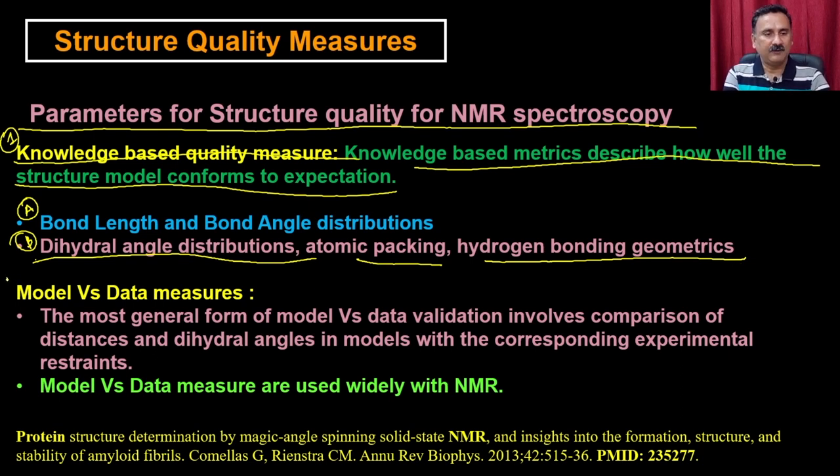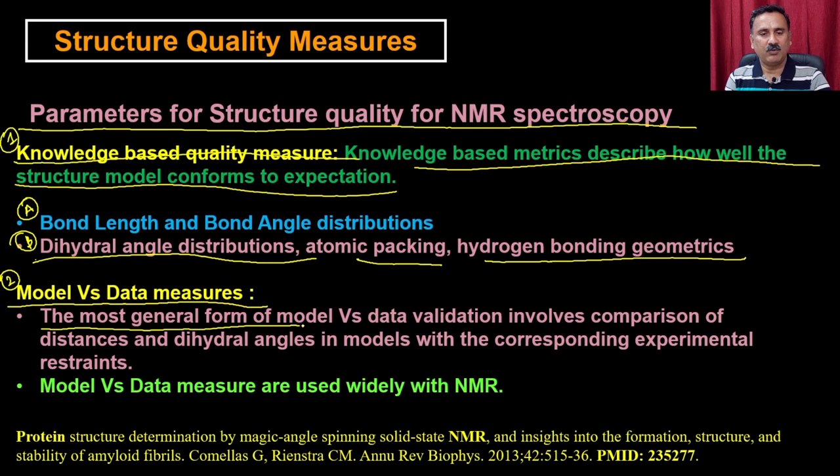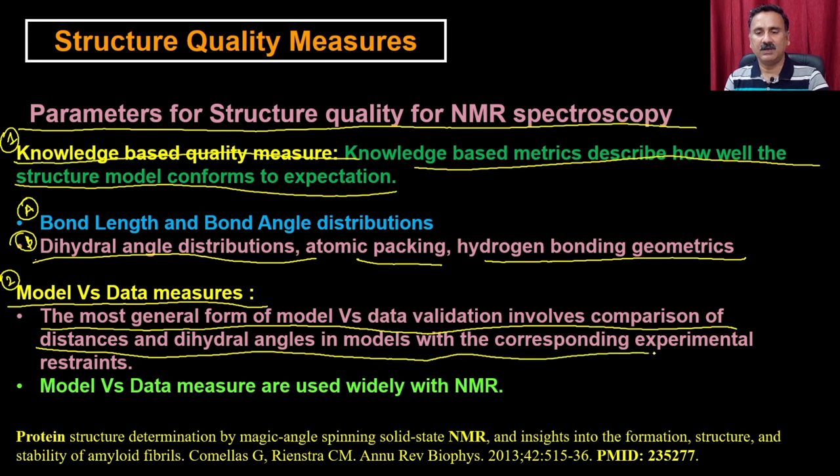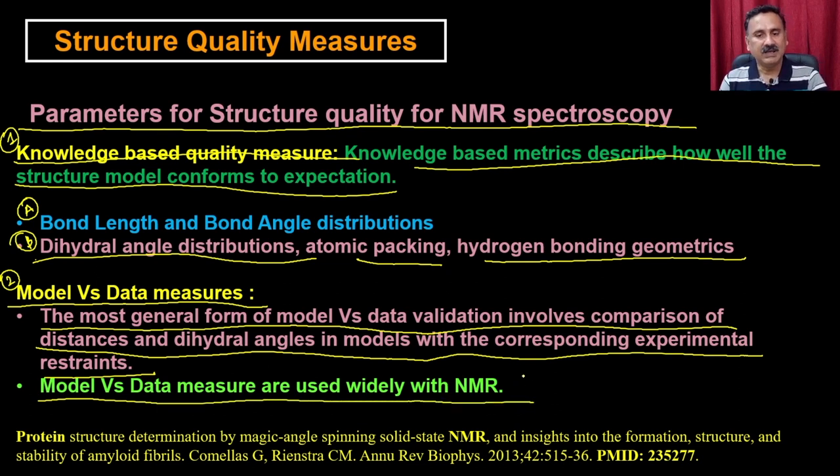Then the second parameter is the model versus data measurements, right? What model you have prepared and what the data is suggesting in terms of the model is also very important. The most general form of model versus data validation involves the comparison of the distances and the dihedral angles in the model with the corresponding experimental restraints. The model versus data measurements are used widely with NMR to assess the structure quality.